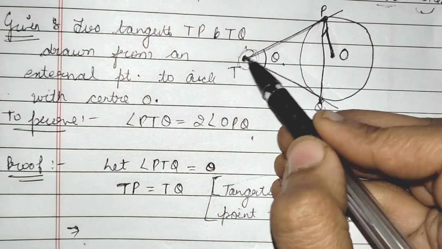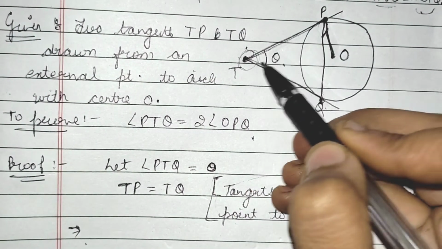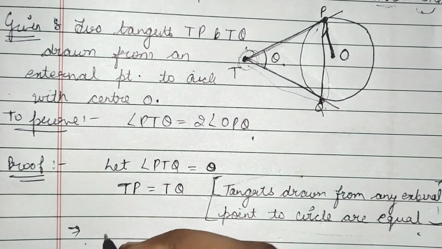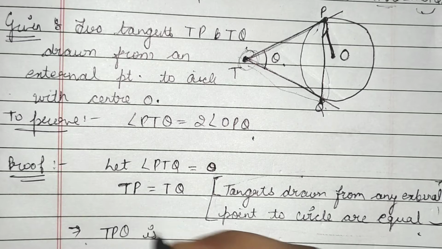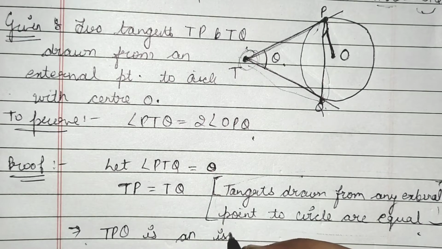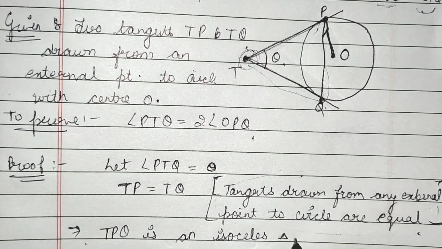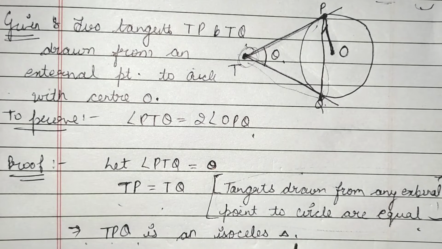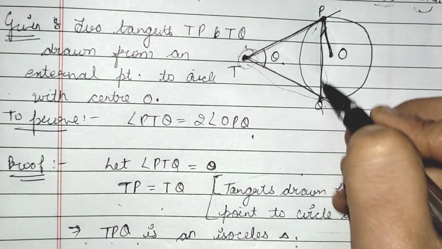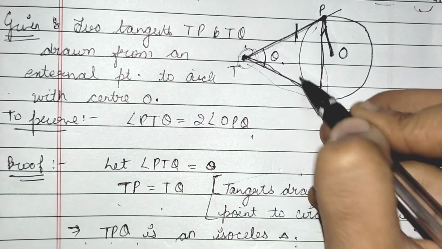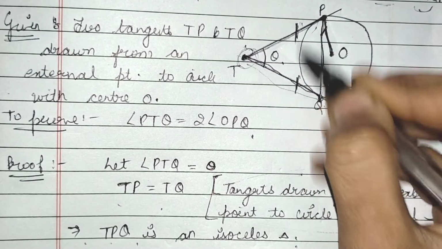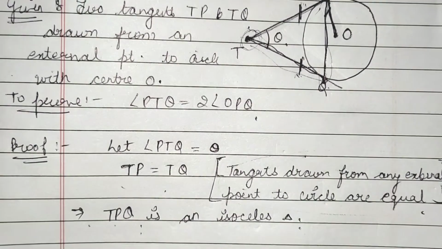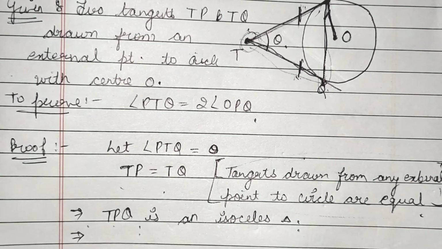So now since TP is equal to TQ, that means my triangle TPQ will become an isosceles triangle. Isosceles triangle is what? Isosceles triangle is a triangle whose two sides are equal. So TPQ will become my isosceles triangle because you can see very clearly TP is equal to TQ. So if two sides of any triangle are equal, then that triangle is known as isosceles triangle, right?